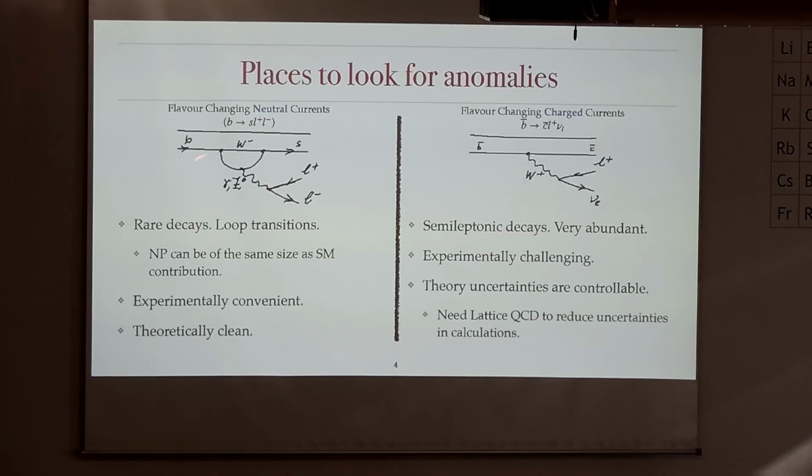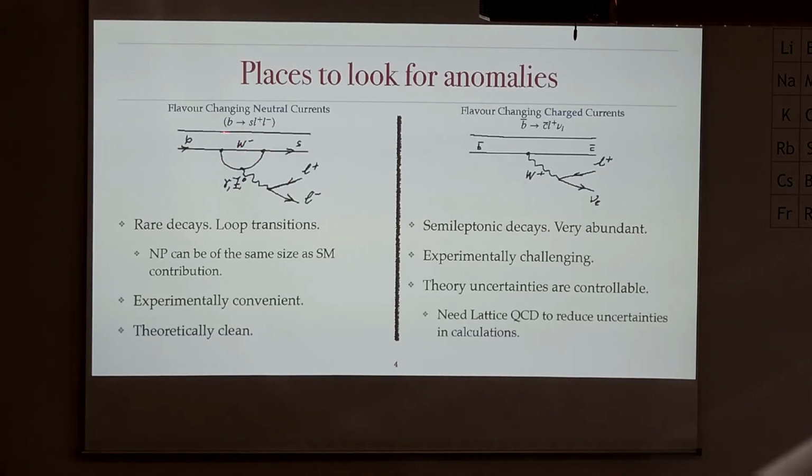These are different in their characteristics and in how the theory and the experiments work. The flavor-changing neutral currents are rare decays, and by rare decays we mean that there is a loop here. So this is more suppressed than the charged current, and these we usually call b to s lepton-lepton transitions. This is the version with two charged leptons in the final state. Here, as this is a loop and the contribution of the standard model is very small, the new physics contribution can be as large as the standard model, right?